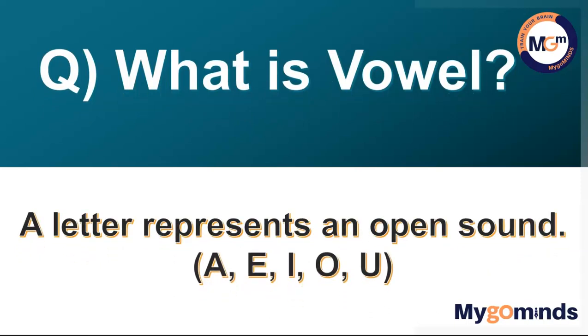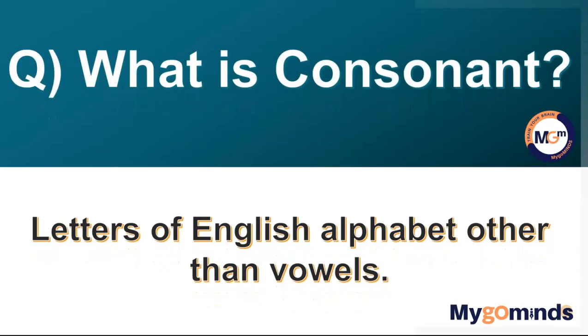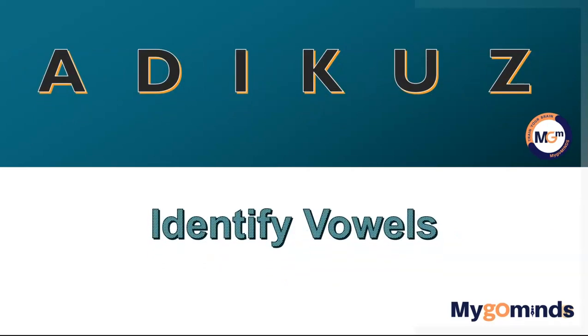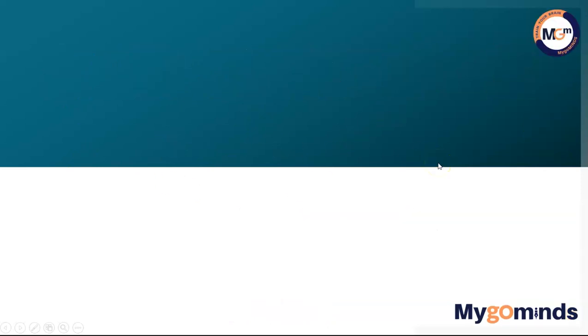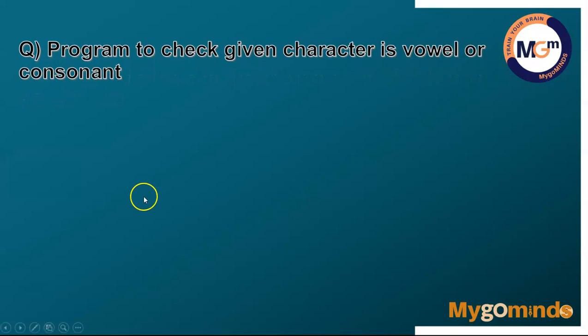So it is nothing but the letters which represent an open sound, which start with A, E, I, O, U. Those are called vowels. Okay, so what do you mean by consonant? Other than vowels, every letter is called a consonant. Okay, so let us identify the vowels in this. A, I, U, because A, E, I, O, U. So among them A, I, U. We don't have D, K, Z. So what are D, K, Z? Those are consonants.